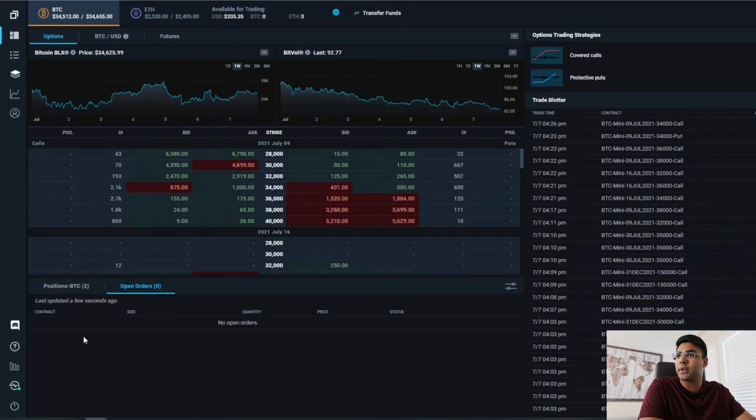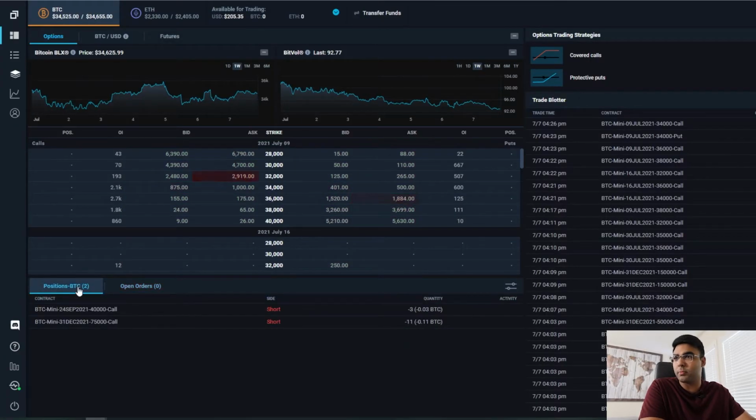And so just for clarity, if we look at what do we actually have open, that 0.14 BTC, you got -3 over here, aka 3 sold to open in terms of contracts, and the details are going to be 24th September 2021. And over here, you got 31st December 2021, but instead of a 40K strike, it's 75K strike. And so you have 11 contracts over there.